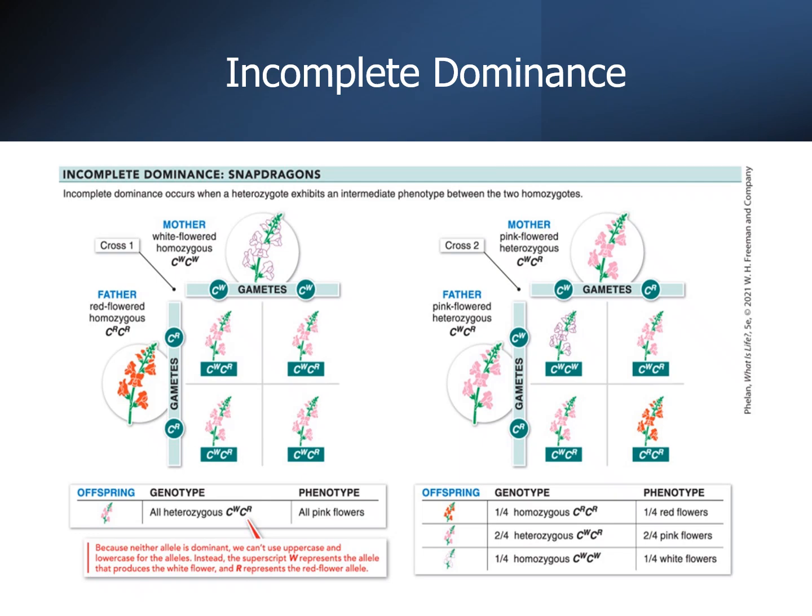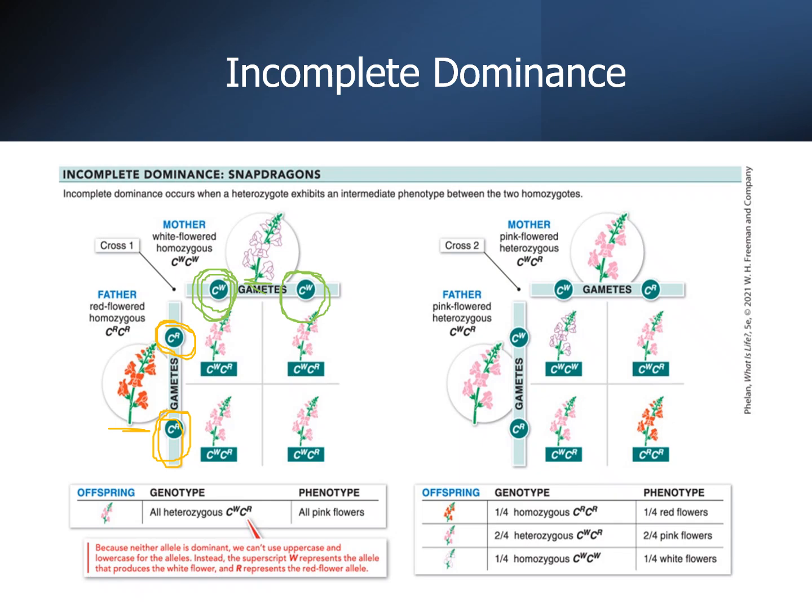Snapdragons are a really cool example of incomplete dominance. This is where we have an allele that is called C, and it's going to have kind of an extra piece of information attached to it where we have the indication of color. So CW is going to be the allele that leads to white flowers for a snapdragon versus CR, that is the allele that is going to lead to red flowers on a snapdragon.